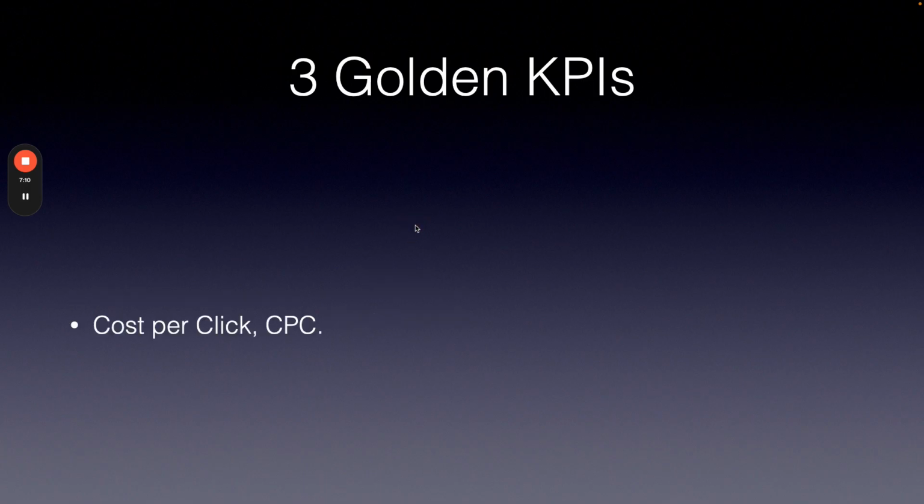The cost per click is very important. This is what you're actually paying for. With the real-time bidding strategy on Google, what you're actually paying for is your cost per click. You're paying for a click. Every time someone clicks on your ad, you get charged.